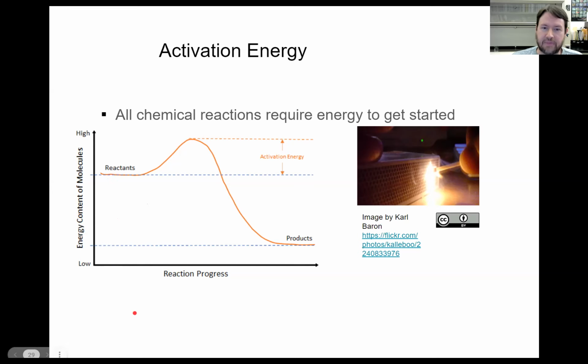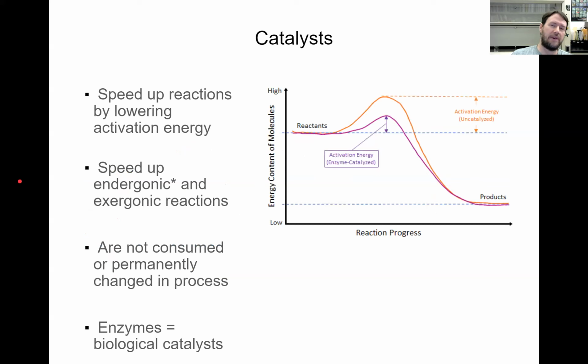Okay. What about catalysts? How do they help chemical reactions? Catalysts are important because they speed up chemical reactions by lowering the activation energy. So that match has to get really, really warm for it to start to burn, right? But if we had the right sort of catalyst, we could maybe get that reaction to occur at a much lower temperature, much less extreme conditions.